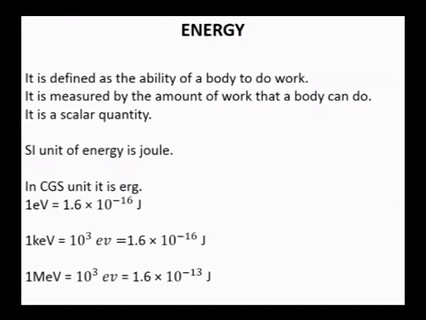So coming to energy, it is defined as the ability of a body to do work. Previously we discussed work, and energy is the ability to do work. It is measured by the amount of work that the body can actually do. It is a scalar quantity. Energy is basically a number, and therefore it is a scalar quantity. The SI unit of energy is joule. Energy can also be represented in other forms. 1 electron volt is 1.6 into 10 power minus 16 joule, 1 kilo electron volt is 10 power 3 electron volt, and 1 mega electron volt is 10 power 6 electron volt, and so on.